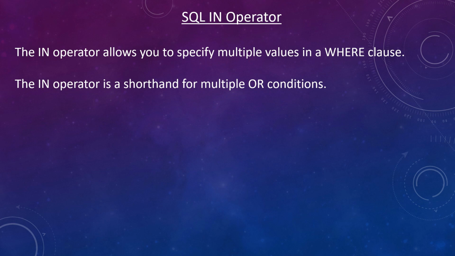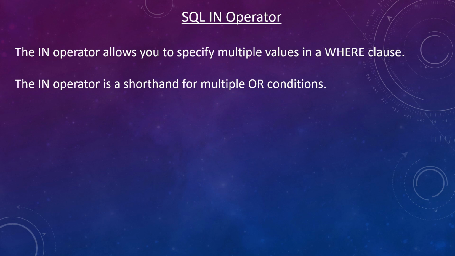So instead of writing multiple OR conditions, where I need to write select star from country where city is Delhi or Mumbai or Chennai or Kolkata, I can just simply use the IN operator, where I will say select star from country where city IN, then inside the bracket I will mention Delhi, separated by comma, then Mumbai, comma, Chennai, comma, Kolkata, and then bracket close. So this is a shorthand for multiple OR conditions.